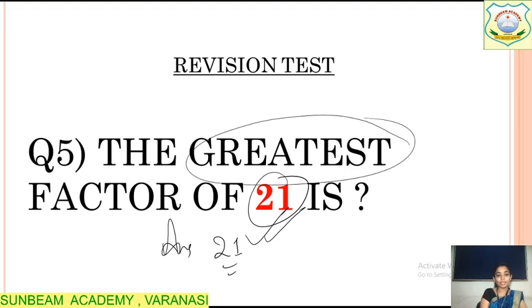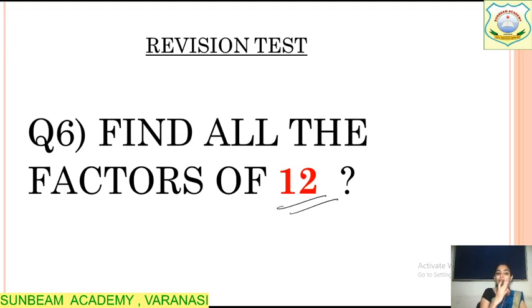Okay. If we talk about the factors of 21, what are they? 1, 3, 7, 21. So which is greatest? 21. Now find all the factors of 12. So in which table 12 is coming? 1, 2, 3, 4, 6 and 12. So these are the answer, right?